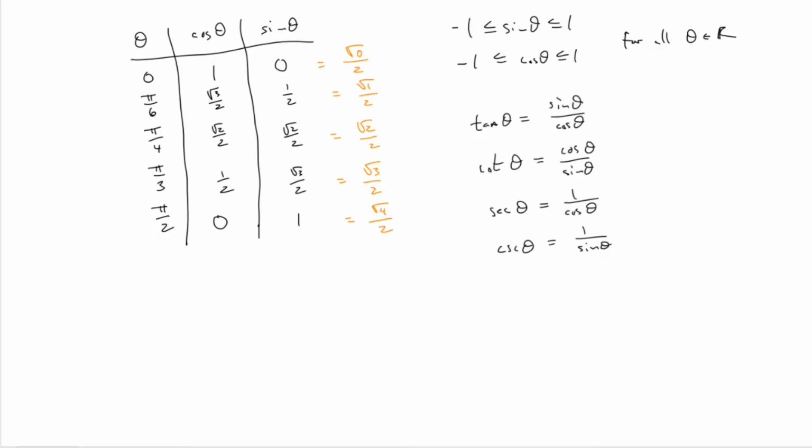We define the tangent of theta as the sine of theta divided by the cosine of theta, the cotangent of theta as the cosine of theta divided by the sine of theta, the secant of theta as 1 over the cosine of theta, and the cosecant of theta as 1 over the sine of theta.